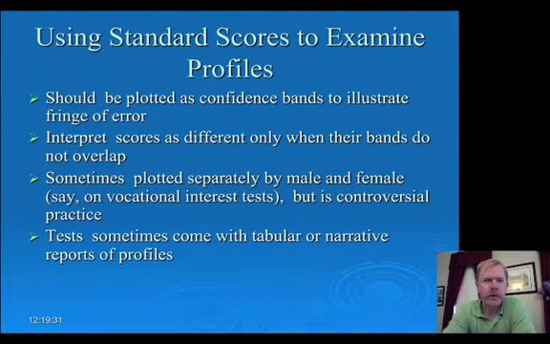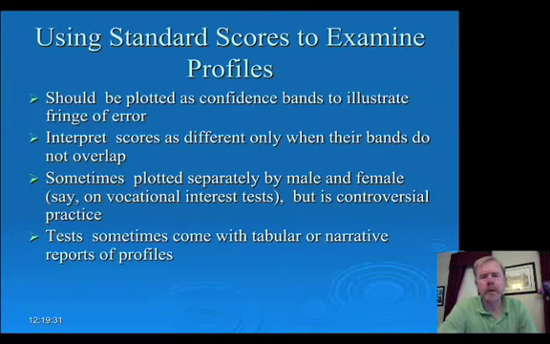These are standard errors of the measure. Now, I'm going to talk about what standard errors are when we talk about the descriptive statistics, so I'm not going to go into that right now. We want to interpret scores as different only when these error bands don't overlap. And for those of you that are confused by that right now, hold on for that next section on descriptive statistics, where I'm going to talk about the use of error bands.